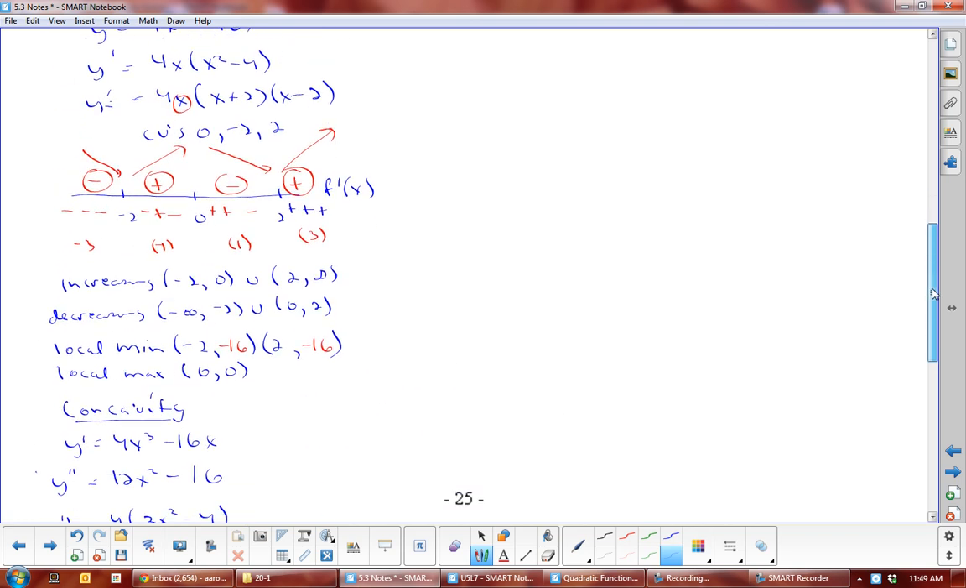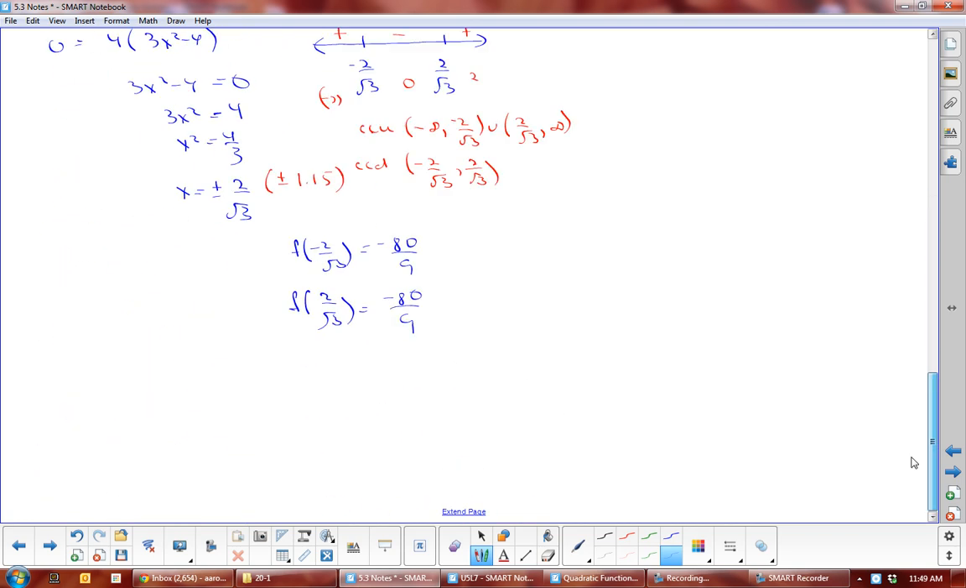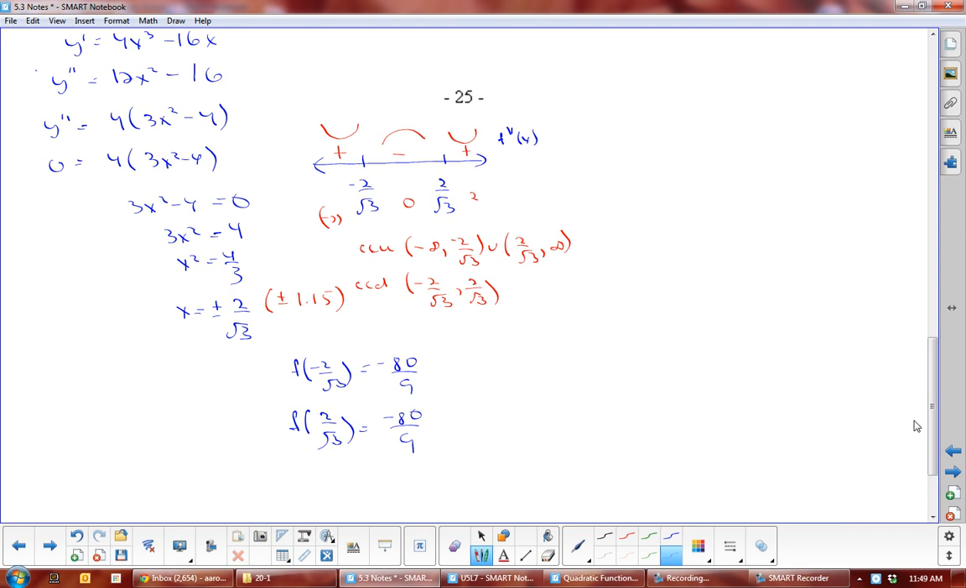Okay, so I'll just leave that down here for a bit. So I'm looking at a graph now. Now the important thing is to put as much information on the graph as you possibly can.